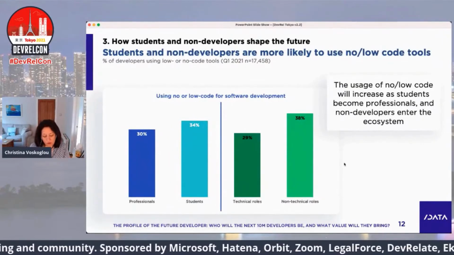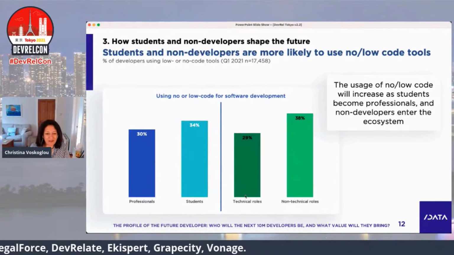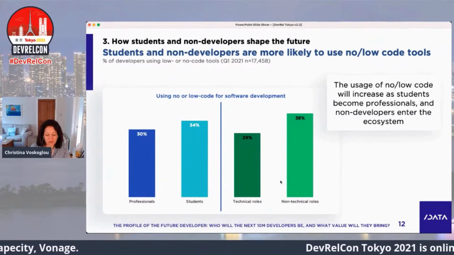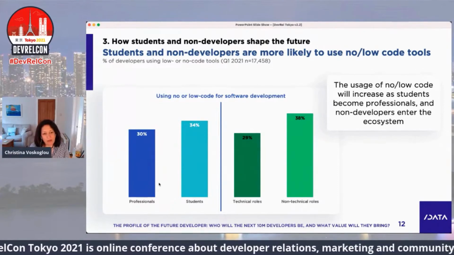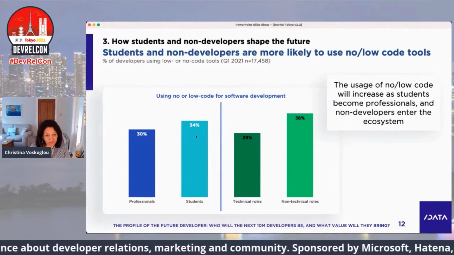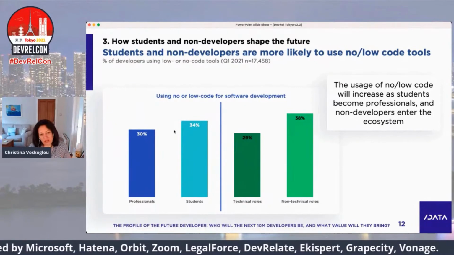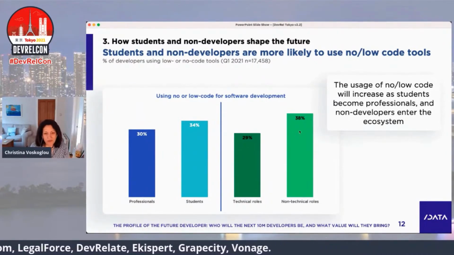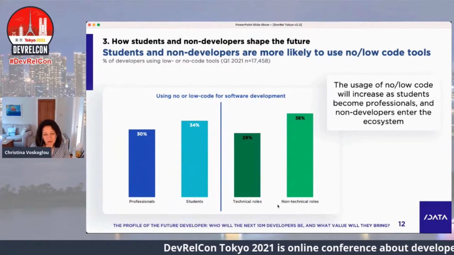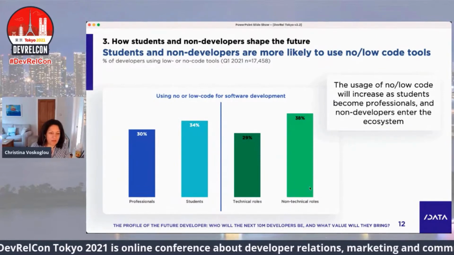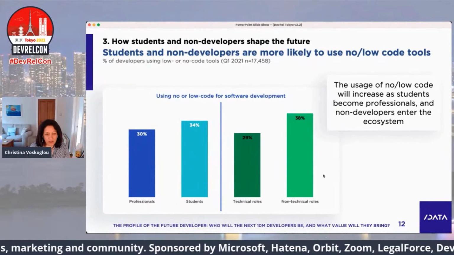Now, why do we care if there are more students or if there are more non-technical roles? I could give you lots of examples, but I will just stick to the basic one here. No and low code tools. We ask developers whether they use them or not. So here on the left, you see the comparison between professionals and students. And as you can see, students use low and no code tools more than professionals. And therefore, that means that in the future, as the students become professionals, the usage of these tools may increase. On the right side, the difference is far more pronounced. You can see that non-technical roles use no and low code far more than technical roles, which makes sense. And again, as you see more of them coming in, that implies that the usage of these tools will increase. Therefore, this is just a basic example of how this will affect tooling.